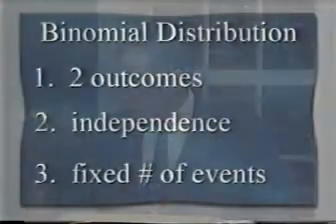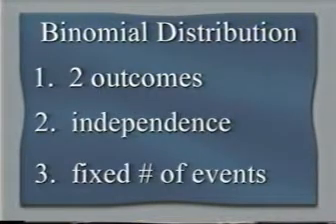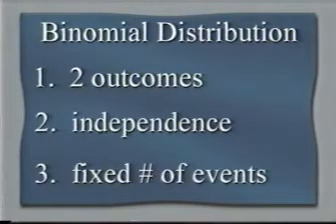Now, once again reviewing, we're talking about a binomial distribution. There must be all three things at hand. First, two outcomes. Second, the outcomes must be independent. The probability does not change from event to event. And the third is a fixed number of simple events, a fixed number of events in a trial.